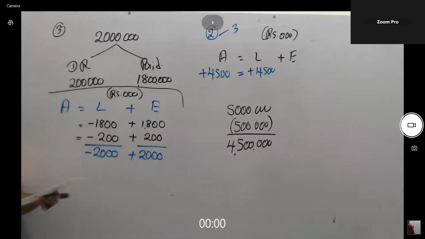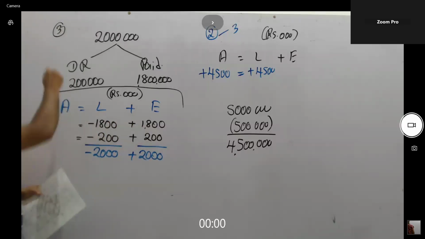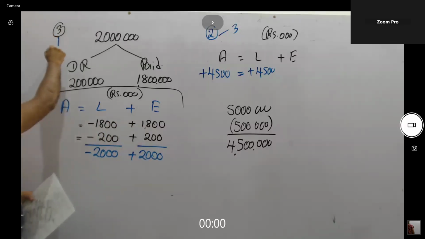Equity increase and liability decrease. Therefore, for question number 3, the answer is 4.